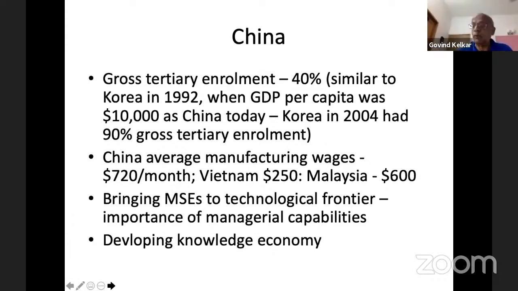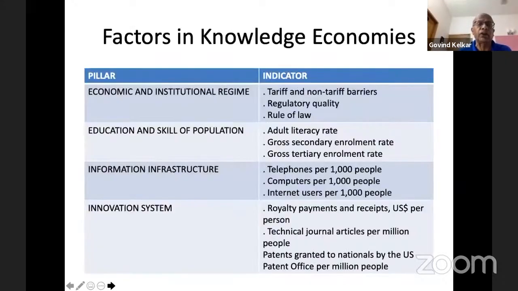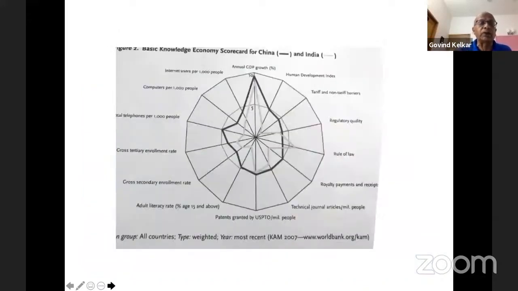Now, the World Bank has developed some indicators for the knowledge economy, which are economic and institutional regime, education and skill of population, the infrastructure, and the innovation system. You put all these together, these are all per 1,000. For instance, telephones per 1,000 people, computers per 1,000 people. So India may have a large number of internet users, but per 1,000 people, it is very low. And that's what counts when you talk about the information infrastructure. So you look at it per 1,000 persons.